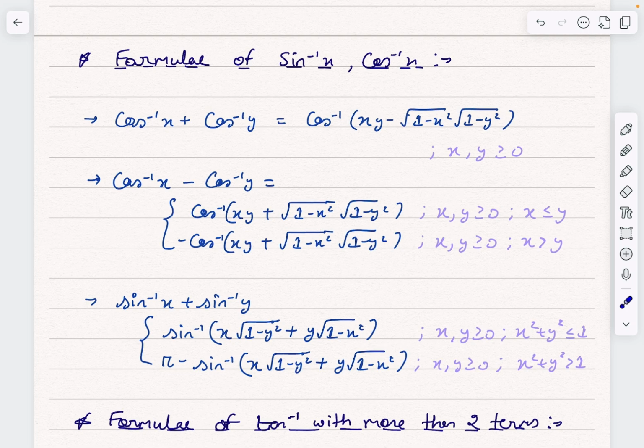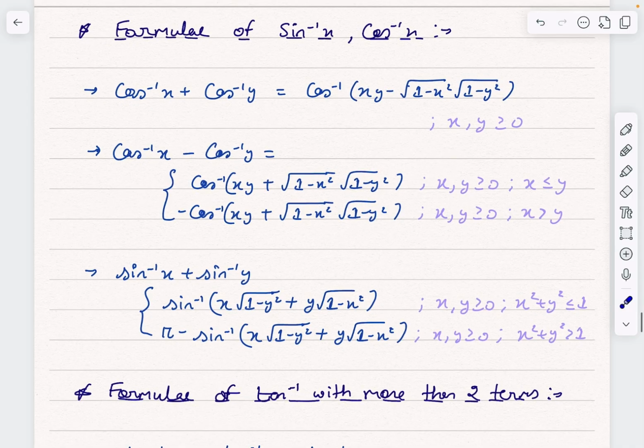Later on, we'll discuss some techniques with which you can solve problems without mugging up the formula. Okay, just for the completion of the topic I have written here, no need to use them. Leave it.